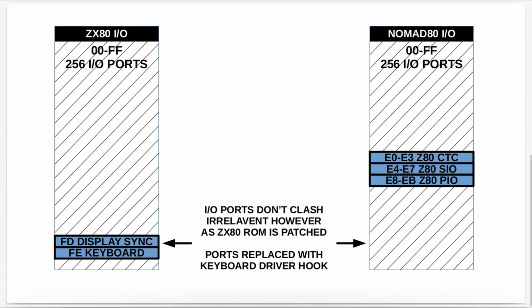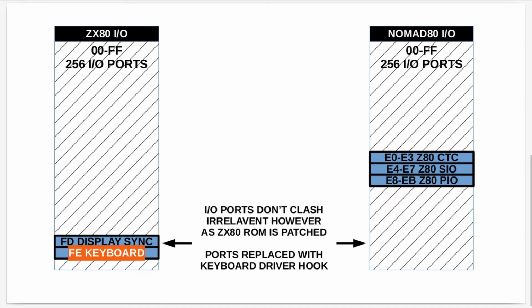And if I go to the I/O ports, you've got 256 I/O ports on the Z80 microprocessor, and the ZX80 only uses a couple of them. FD, it uses for display sync, and as part of a cassette interface for reading or writing to cassettes. The other port it has is a keyboard port, and again it uses that as a cassette interface as well; I think that one's for loading and the other one's for saving.